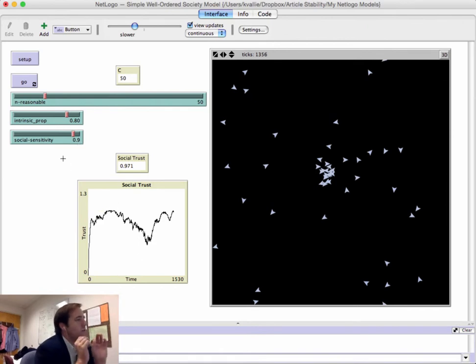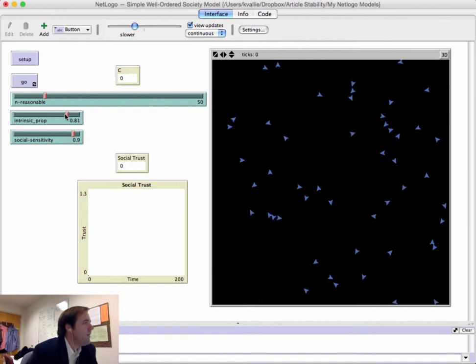So those are two of the three concepts of stability, both illustrated in the simple well-ordered society model. And we see that as intrinsic propensity increases, durability increases. As social sensitivity increases, balance falls. The system becomes more volatile. Now, I want to point out one more feature that will allow us to transition to the more complex versions of the model.